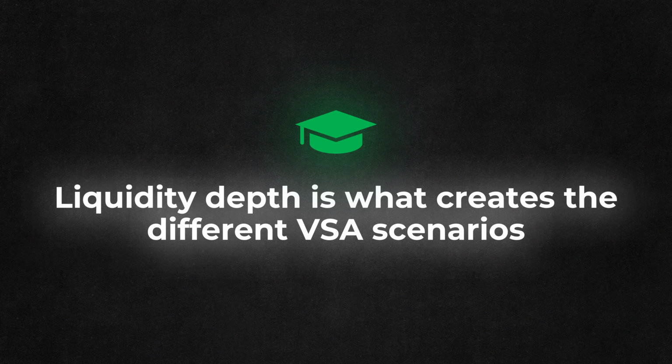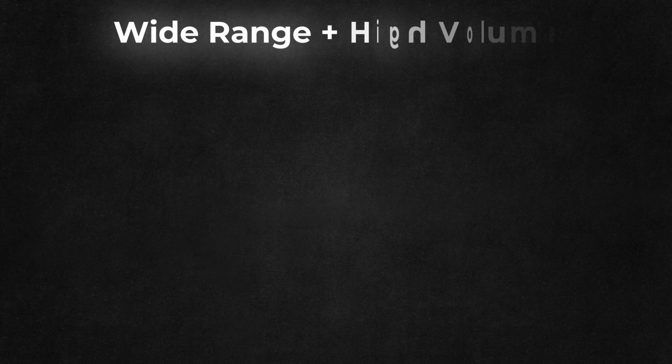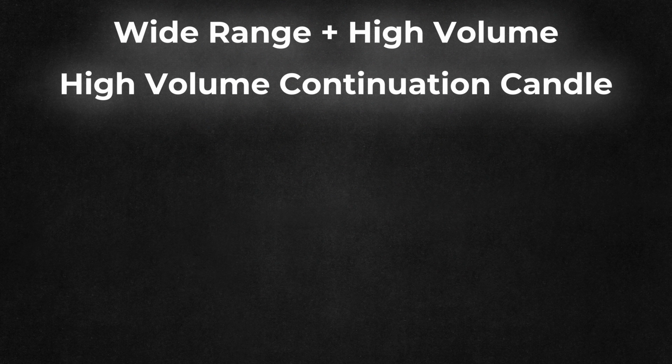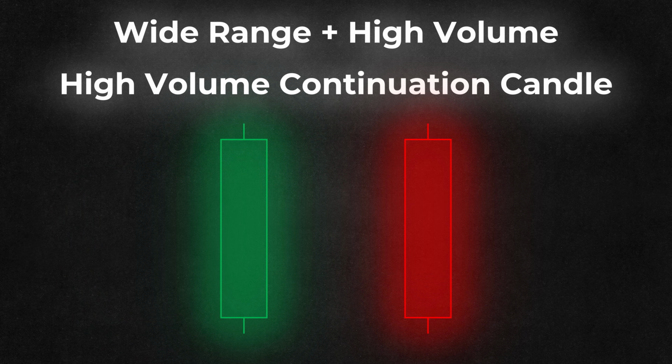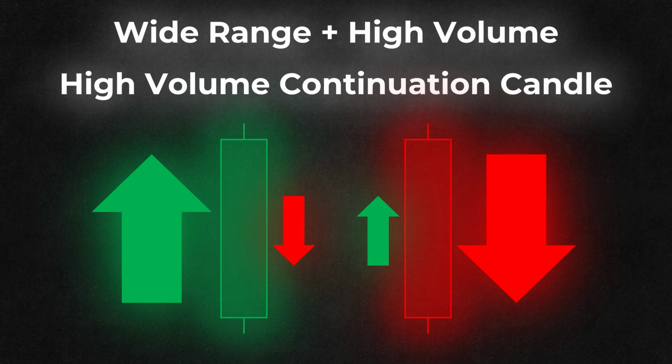Let's begin with the most intuitive of all examples, which is when we see a wide range candle supported by high volume. This is also called a high volume continuation candle. There is a decent level of supply and a decent level of demand, but in the case of a bullish continuation candle, there is more demand than supply, and in the case of a bearish continuation candle, there is more supply than demand. The main point here is that supply and demand are neither shallow nor deep. Buyers and sellers have interest, but one side of the market ends up having more interest than the other.